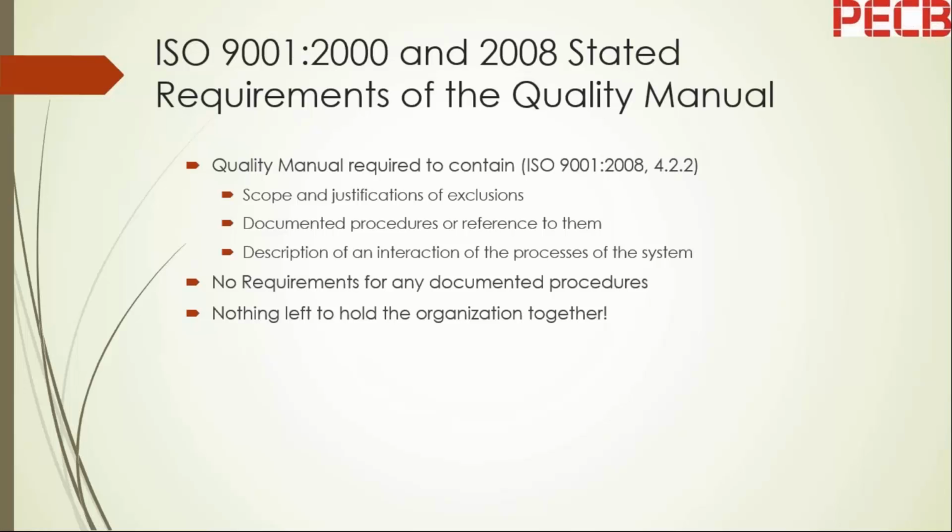It only gave us 3 things that should be in the manual: the scope and justifications of exclusions, documented procedures or reference to them, and then a description of the interaction of the processes of the system. If this is new information to you, please go to section 4.2.2 of your standard, look at it, and you'll see that what I am saying is true: that is all that is required to be in the manual.